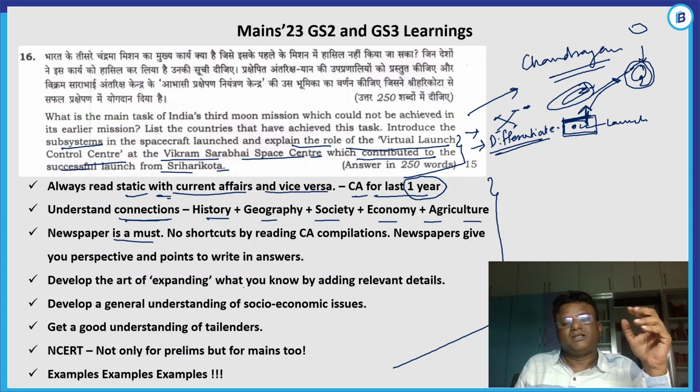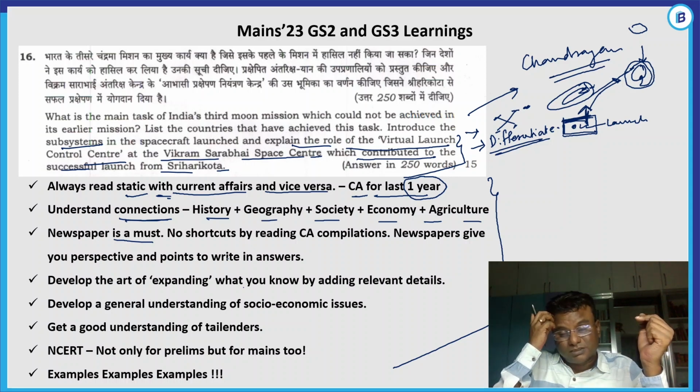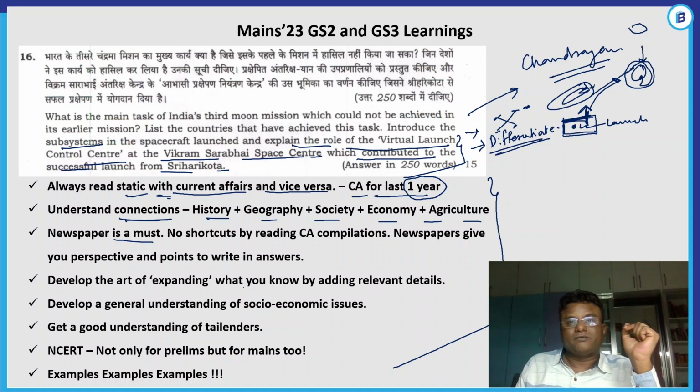No shortcut by reading CA. Current affairs compilations will help you to revise. Okay, but you should not take a shortcut and say, okay, I will see the end of the month compilation or watch some videos for current affairs. You won't find it. I mean, look at the questions, right? There is a current affair, but they are asking your opinion on it. They are asking you to analyze it. So that you are not going to find.